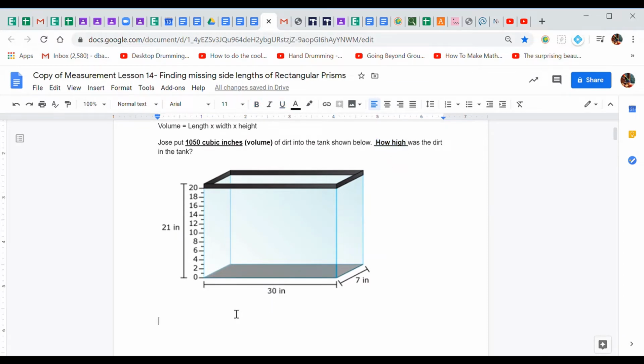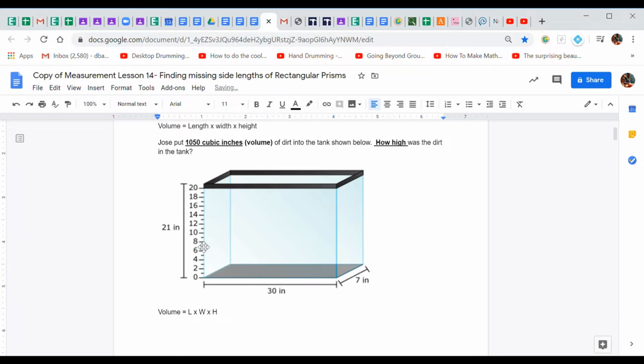So my first step is always to write the formula out first. I don't have a base given, so I'm going to use the formula volume equals length times width times height. I'm just going to use abbreviations to make it easier. I could even say V if I wanted to.